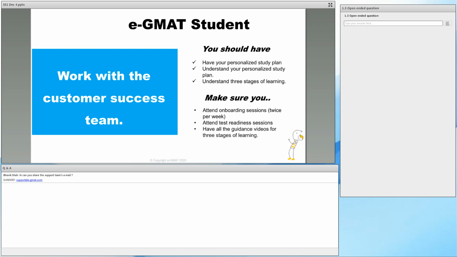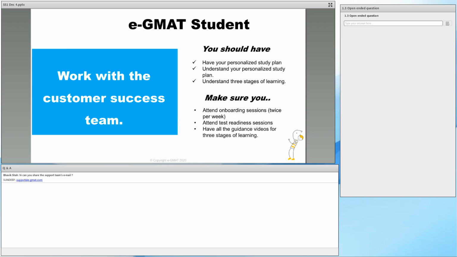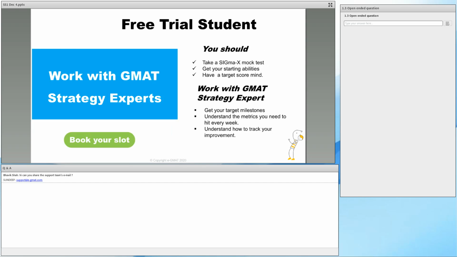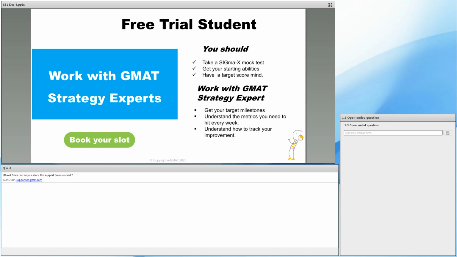if you're an e-GMAT student, make sure you work with your customer success team. Make sure you have that clarity as to what's going to be my path to success. How much time am I going to spend? What metrics am I going to really track? And make sure you attend the onboarding session. Make sure if you're in stage 3 of learning, you attend the corresponding session, which is test readiness and all of that stuff. And if you're a free trial student, if you're not an e-GMAT student, then make sure that you get your target milestones created as you work with one of the GMAT strategy experts.